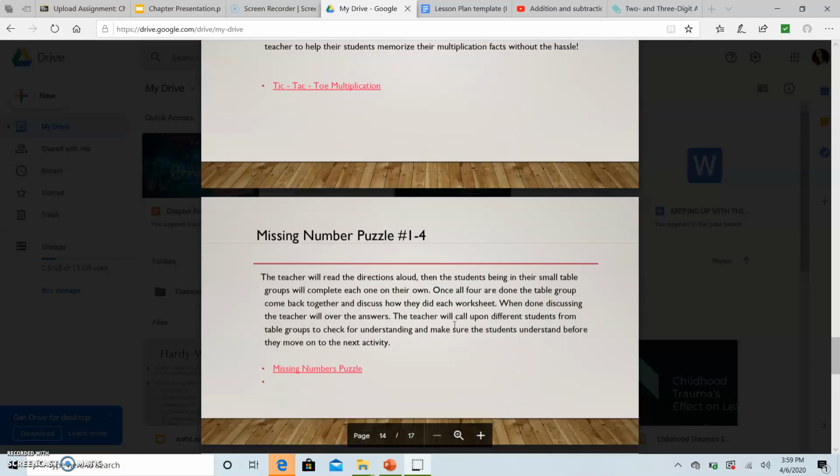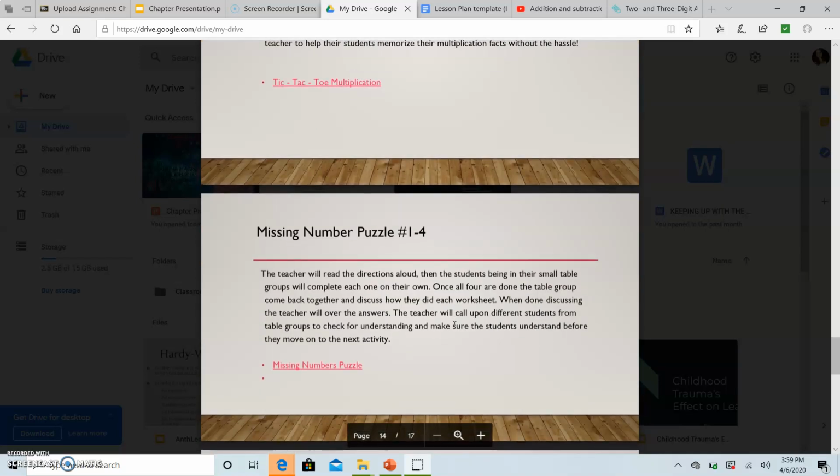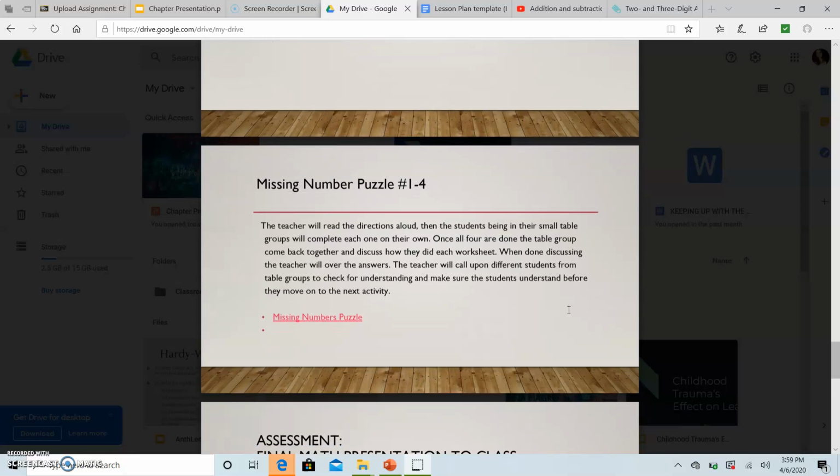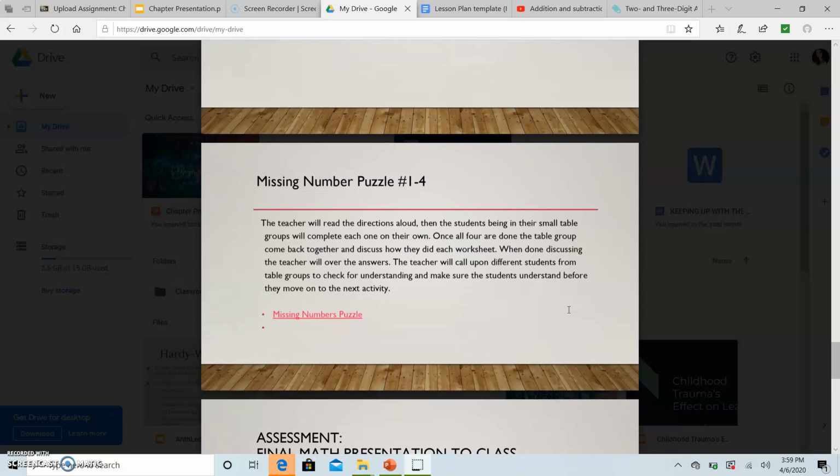And then Kristen is going to go ahead and explain the missing number puzzle. This is connected to our lesson plan. So the missing number puzzle, there are about 4 different activities. We will be passing them out to the entire group. Each of them gets to pick one. And then after, they're going to come together and discuss what they did and how they figured it out.